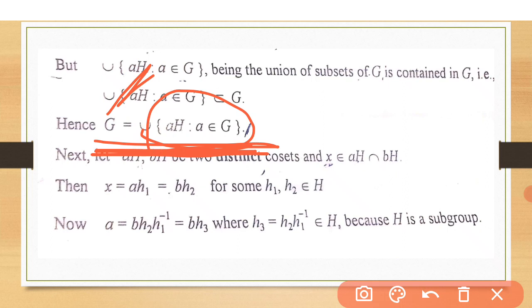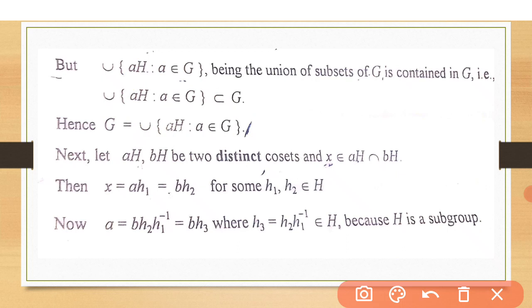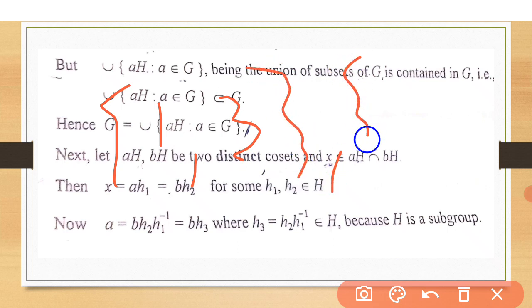Let's check whether all the left cosets are unique, or whether any element of G belongs to both, because in the last example we checked that one was {1, 3} and the other was {5, 7}.